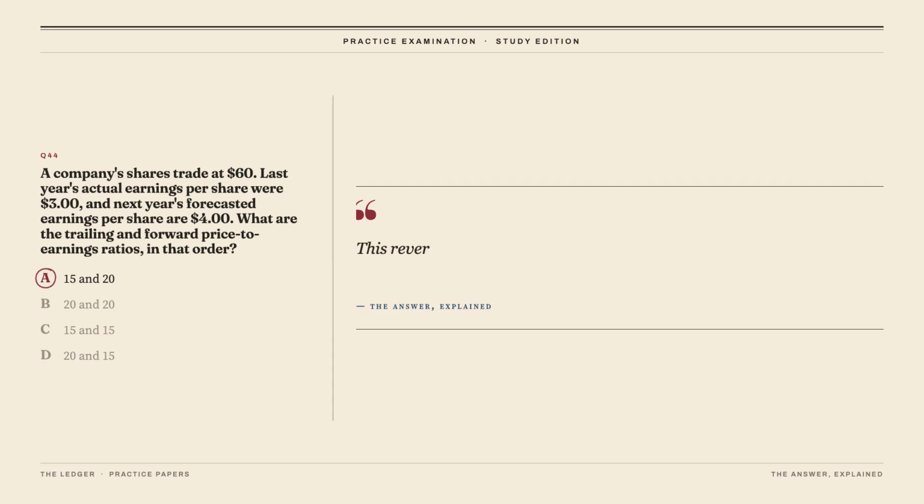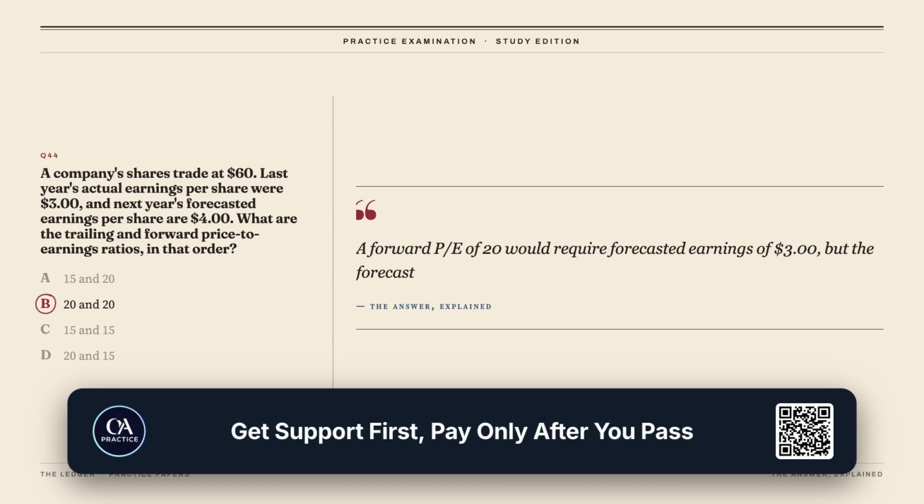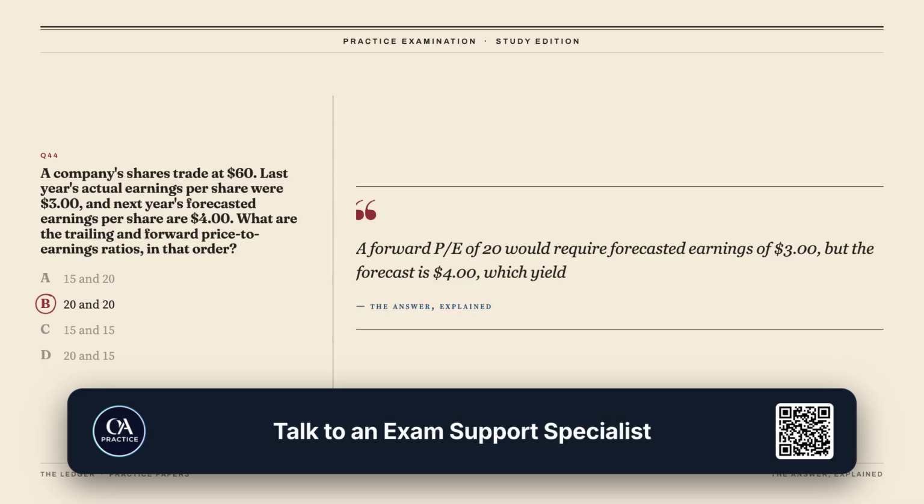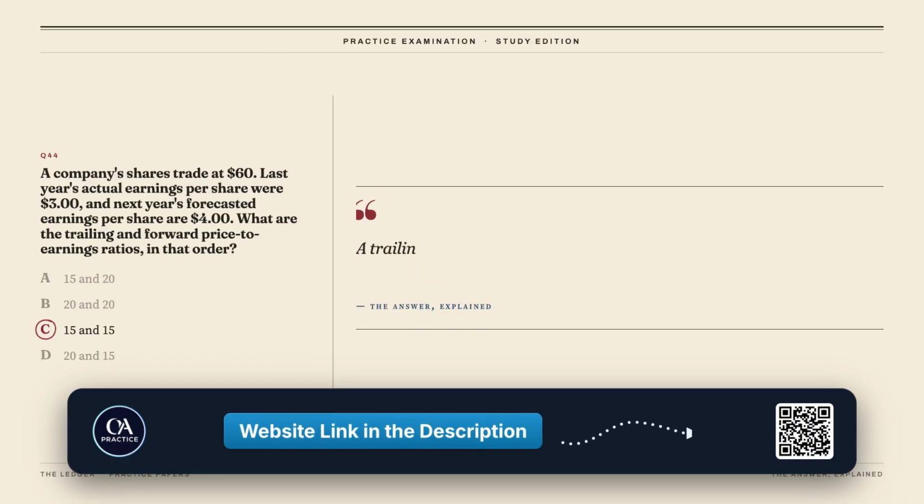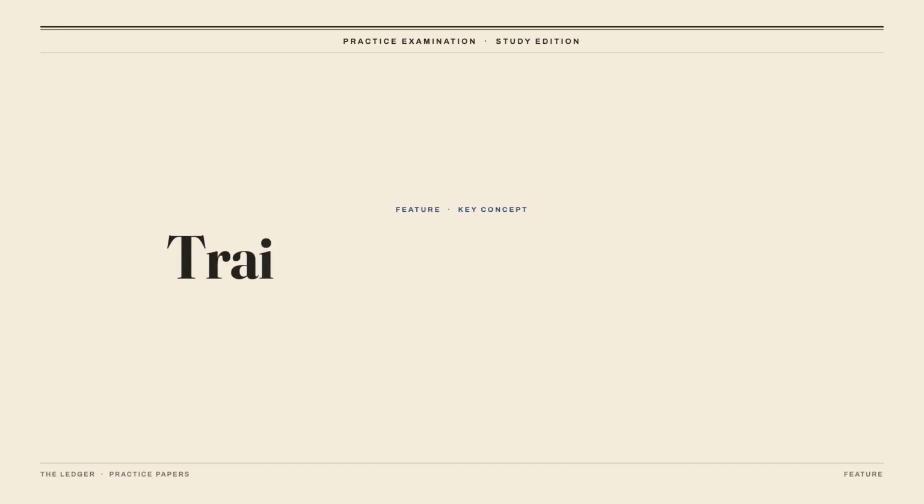A is wrong because this reverses the two results. Dividing the $60 price by the $3 trailing earnings gives 20, not 15, for the trailing figure. B is wrong because a forward PE of 20 would require forecasted earnings of $3, but the forecast is $4, which yields 15. C is wrong because a trailing PE of 15 would require last year's earnings to be $4, but the actual figure was $3.00, which yields 20.